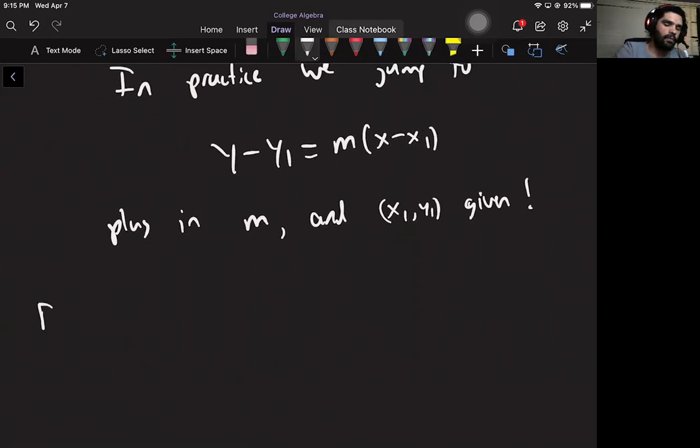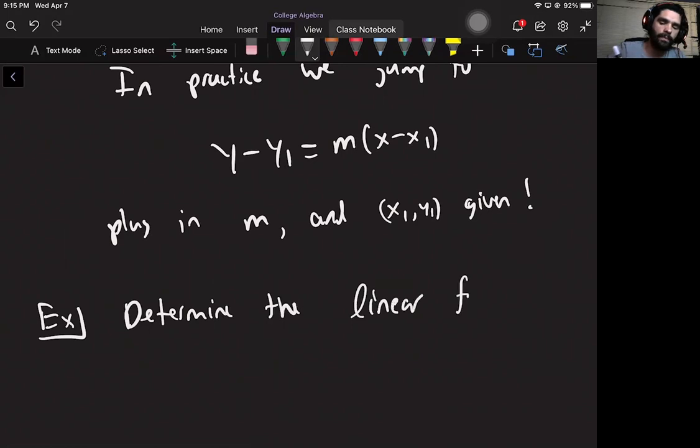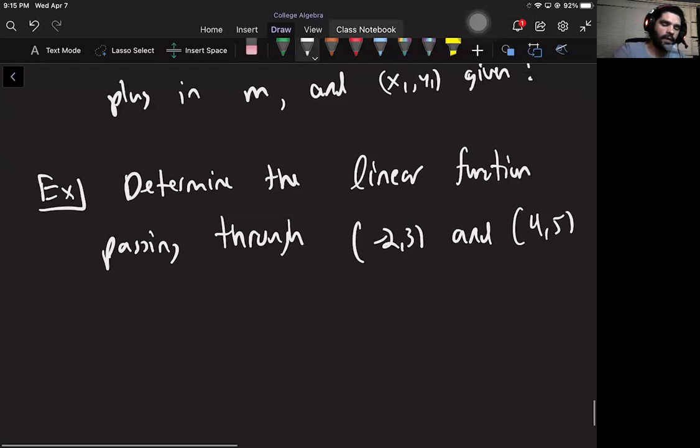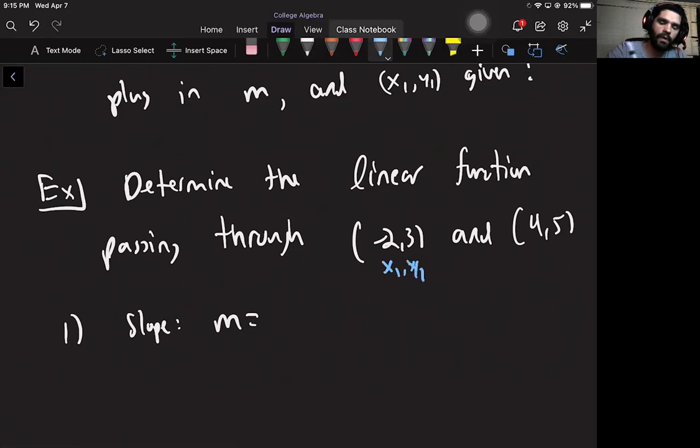Okay, so let's do an example, a streamlined example. Determine the linear function passing through (-2, 3) and (4, 5). So first step, this time I don't know the slope yet. So I'm going to do that first. m equals, as long as I just am safe and label everything nicely, x1, y1, x2, y2, then I can use this formula very quickly.